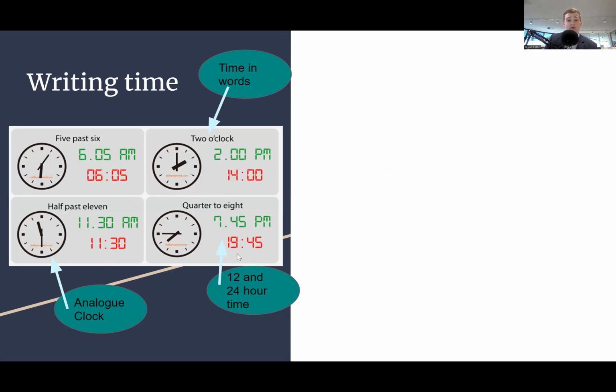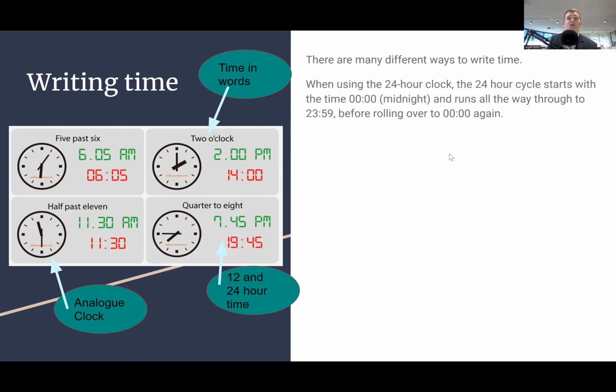And my final demonstration here, we have 12 and 24-hour time. Now, 12-hour time is written up the top as 7:45 p.m. in the green, and below in red as 19:45, which is our 24-hour time. Now, we do expect you to know how to read an analog clock, how to read 12 and 24-hour time, and how to write time in words. But let's break that down a little bit further. So there are different ways to write time as I've just gone through.